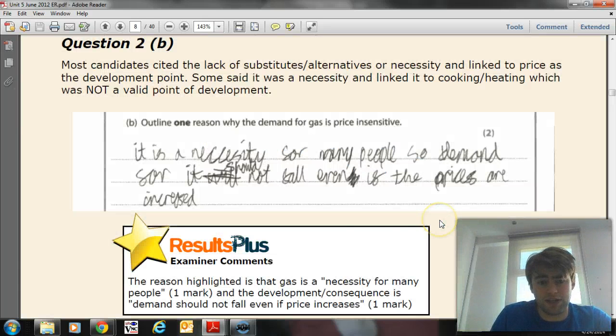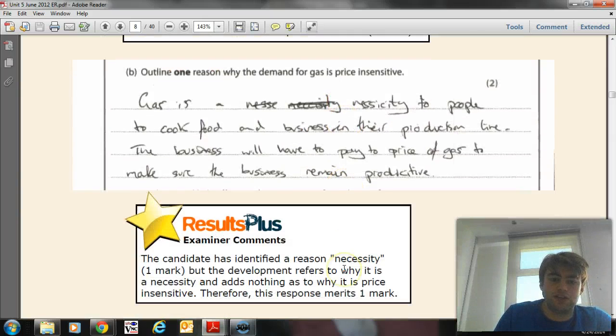So again, just looking at the examiner's report, one reason why the demand for gas is price insensitive is a necessity for many people, so the demand should not fall even if the prices are increased. So that gets 2 marks. This one only gets 1 mark. Okay, and they've identified a reason for the development as to why it's a necessity. Okay, so gas is a necessity to people to cook food, in business at production time.